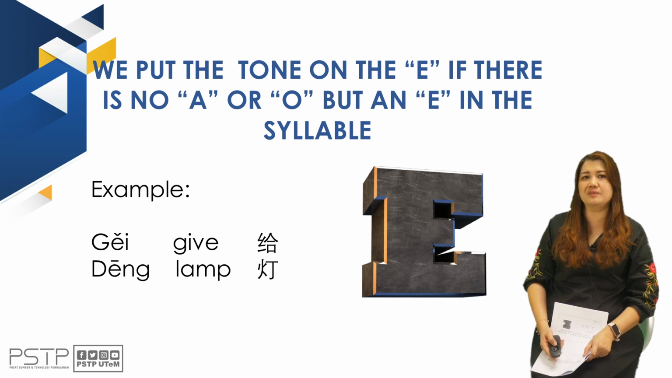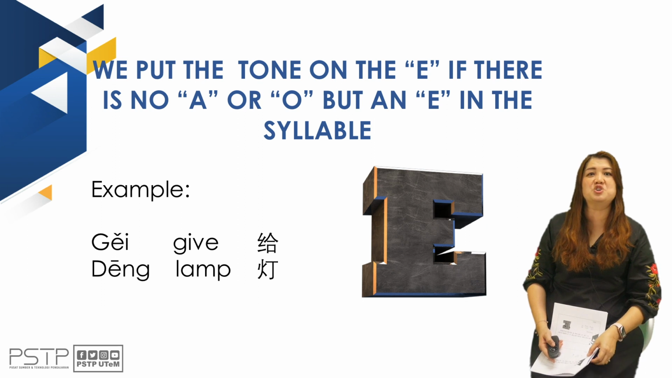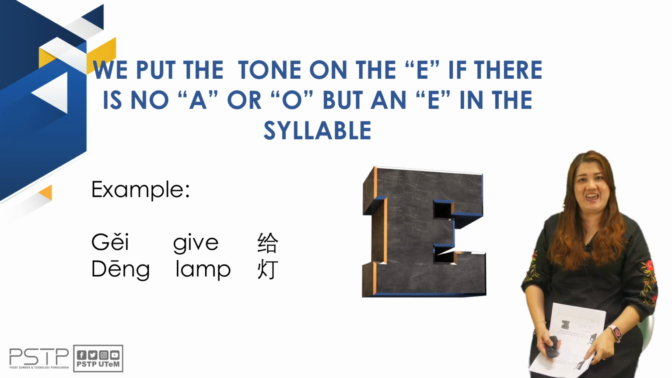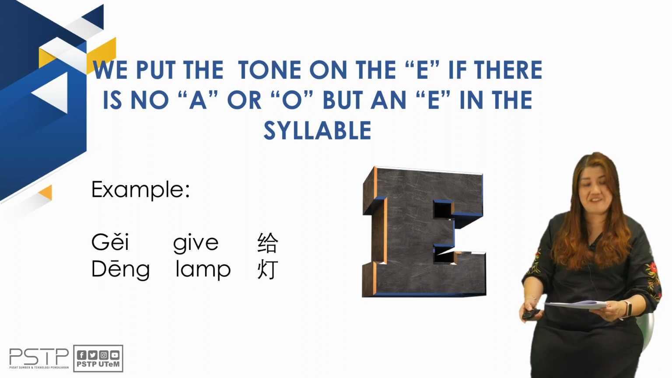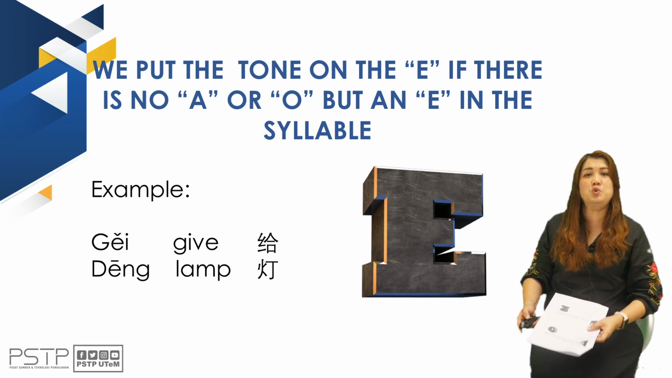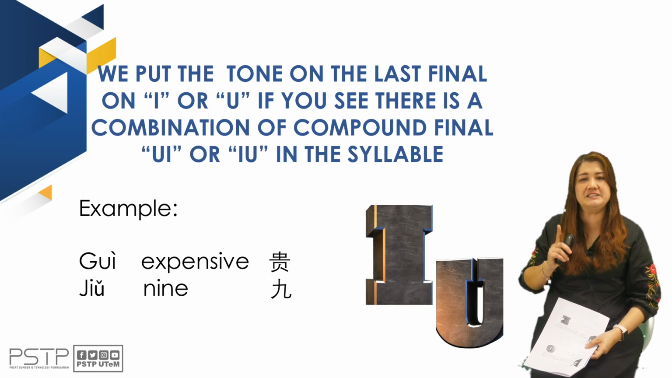Let's say in certain syllables, we couldn't find the A and we also couldn't find the O. So our third choice is to put the tone on top of the E, for elephant. For example, gěi, give. And we also have dēng, which means lamp. And this is a little bit special.